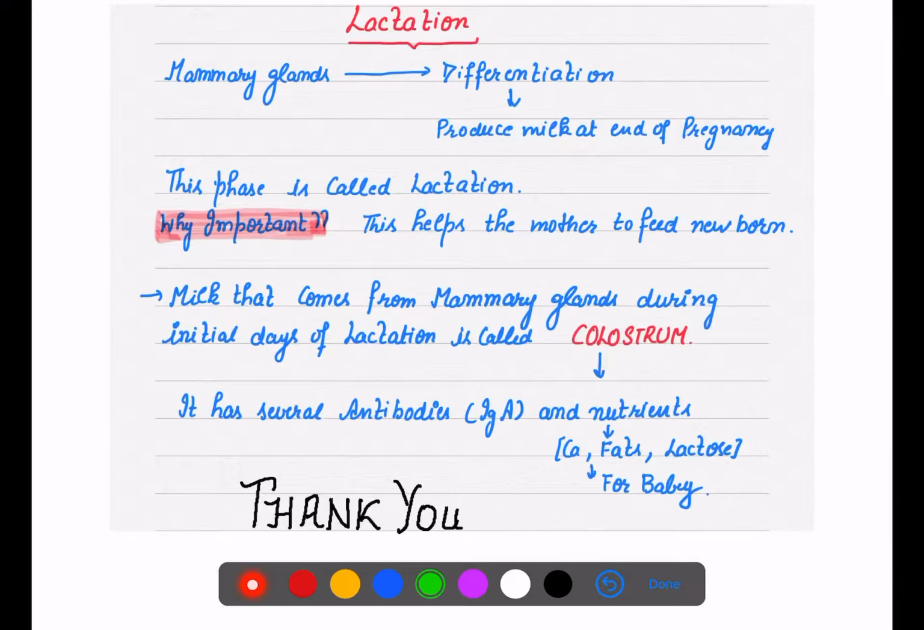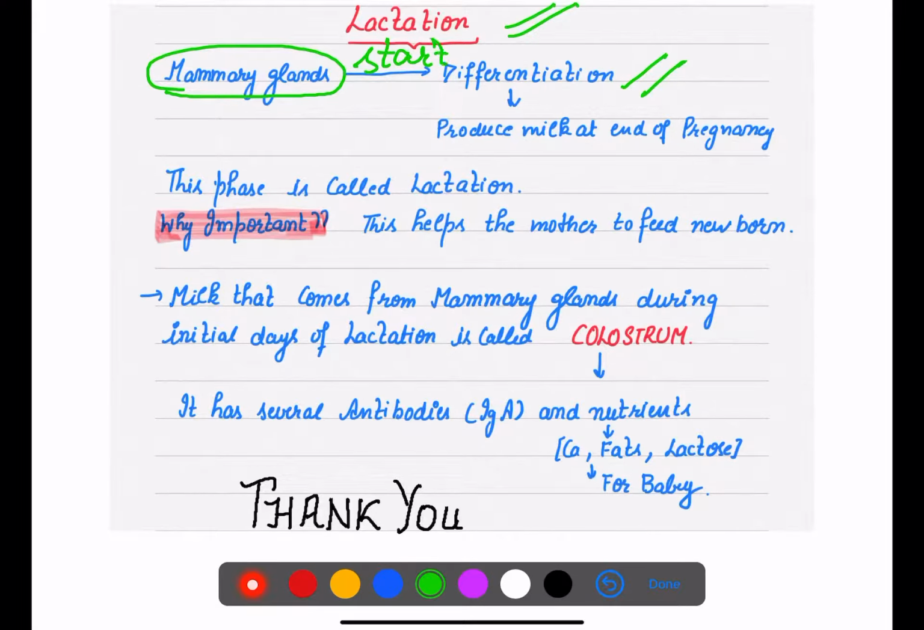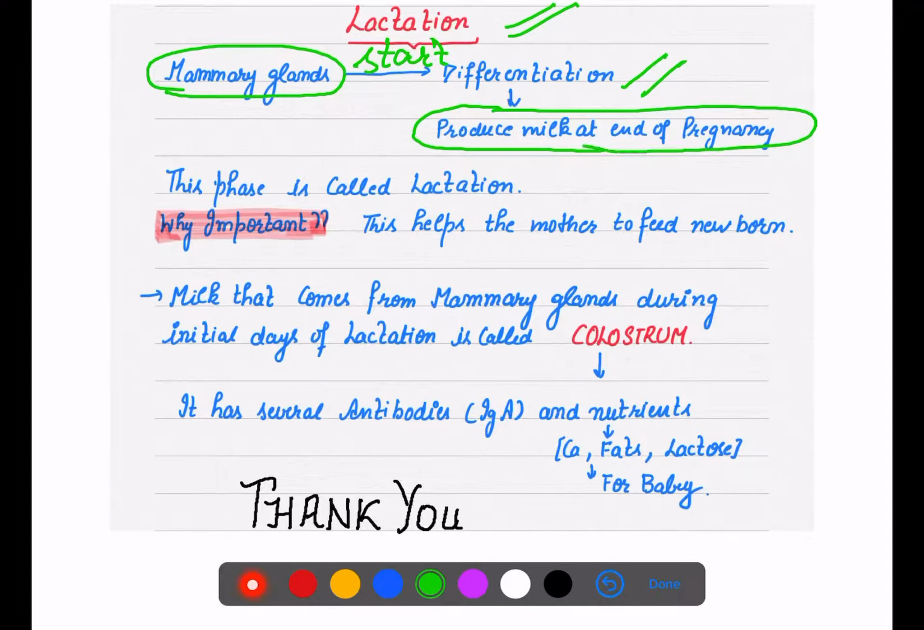Now what after the baby is delivered? Then the last is lactation. The mammary glands are developed at the end of 9 months. The mammary gland starts differentiating. Once they differentiate, what does that mean? They produce milk at the end of pregnancy, and that phase of producing milk by the mammary gland is called lactation. So production of milk by mammary gland differentiation is called lactation.